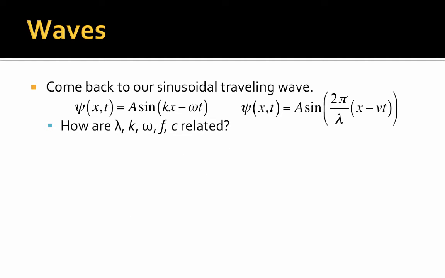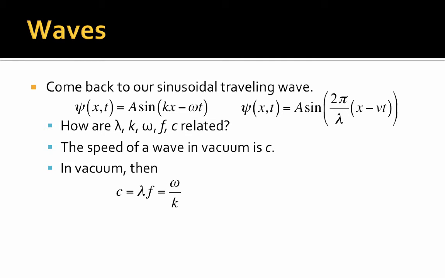Just a few more relationships between lambda, k, omega, f, and c. In a vacuum, the speed of a wave is c. Then we can express the speed as lambda times f, or omega over k, in a vacuum. Those are all vacuum values for lambda and for k. f and omega are fixed by the physical function of whatever it is that's making your wave. All right, so that will give you just a little more grounding in the variables and will help with the last problem on our homework assignment.